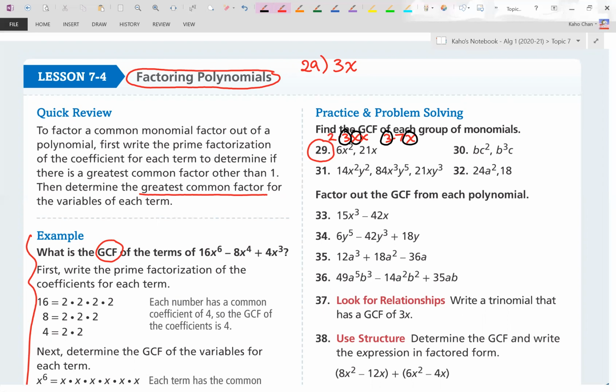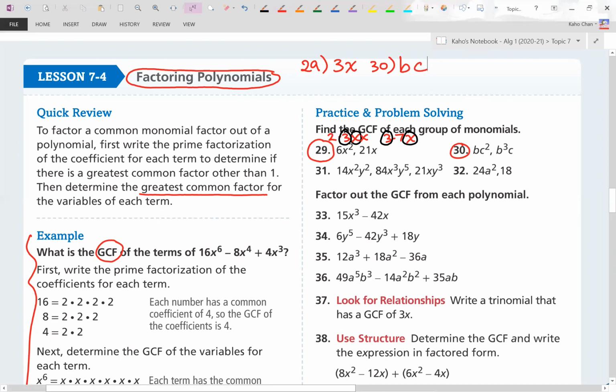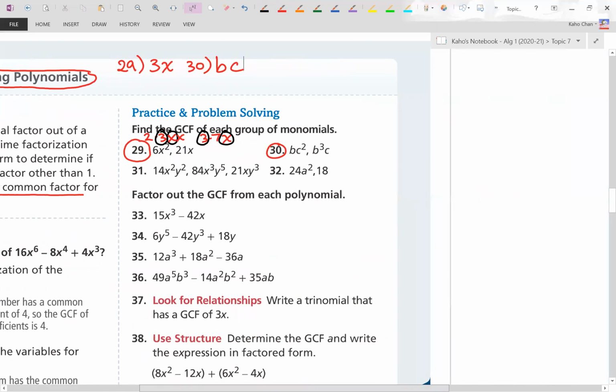Let's try number 30. We have BC squared and B cubed C. I can definitely take out a single B. There's only one of them in both terms. And the lowest number I can have is C in both of them. And there it is, ladies and gentlemen. The greatest common factor is BC. Number 31.